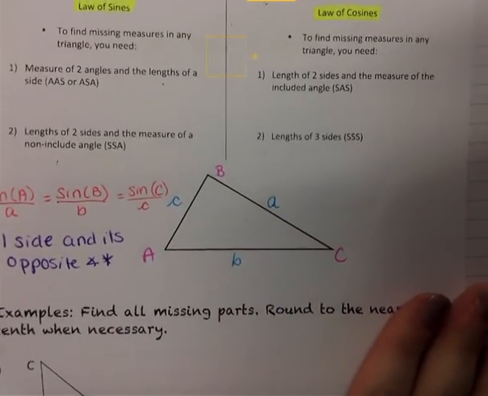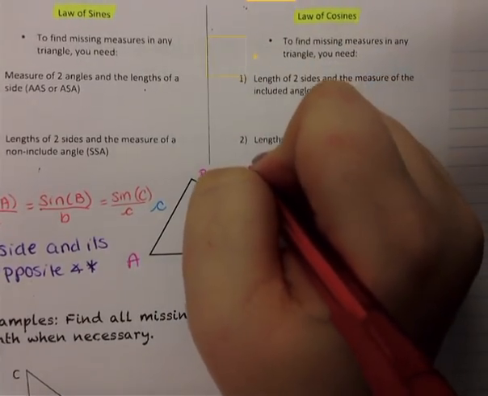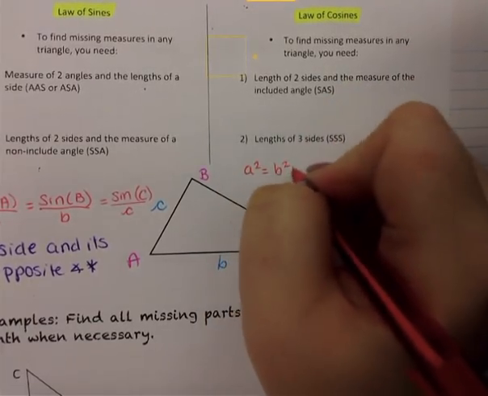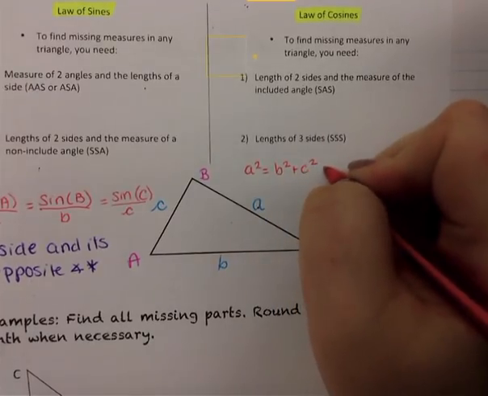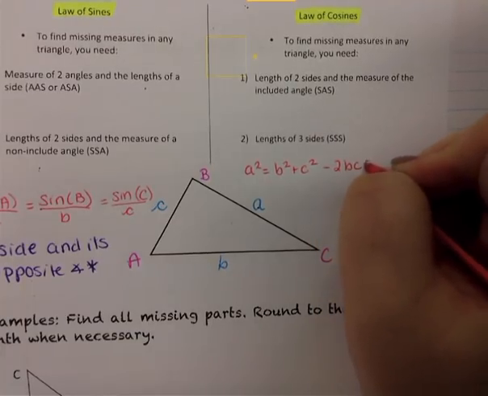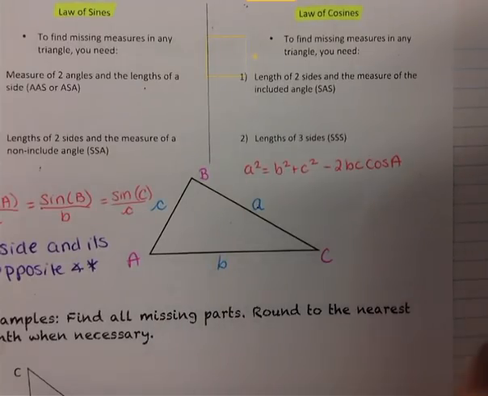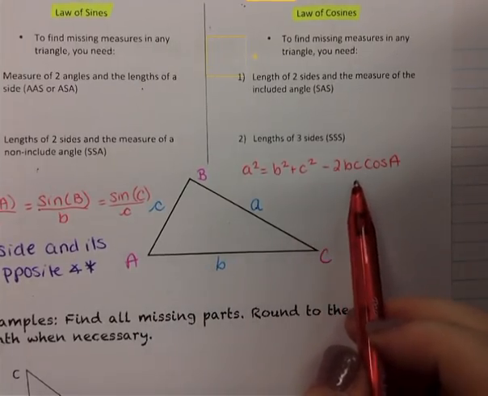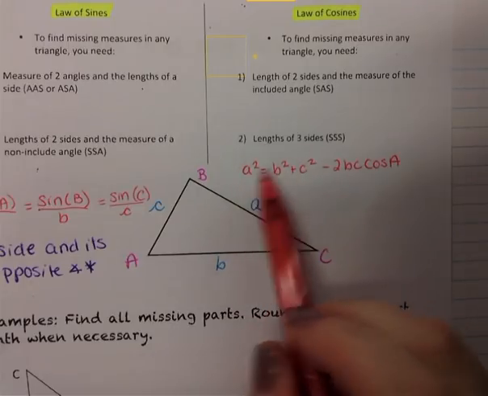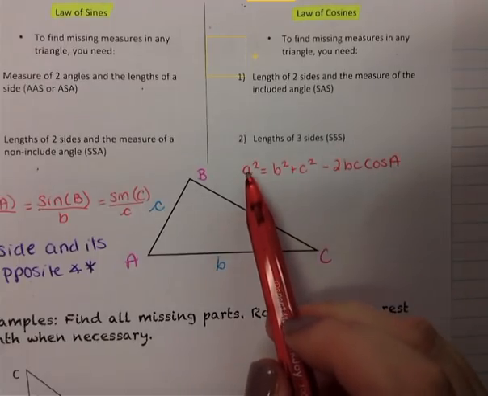So the equation for law of cosines is a squared is equal to b squared plus c squared minus 2bc times the cosine of big A. Now this is one equation. It comes from the Pythagorean theorem, but because this is not a right triangle, that's why we have extra added onto it.